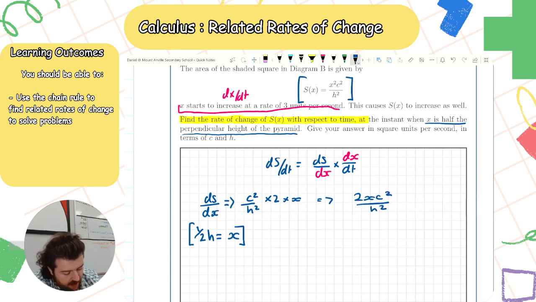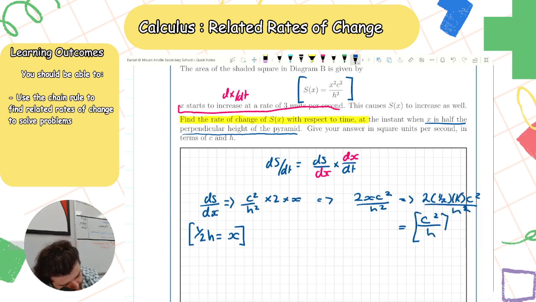Then x is equal to half h. 2 times a half h c squared over h squared. So dS/dx is going to be equal to c squared over h, because one of these h's will cancel out here. That is dS/dx.